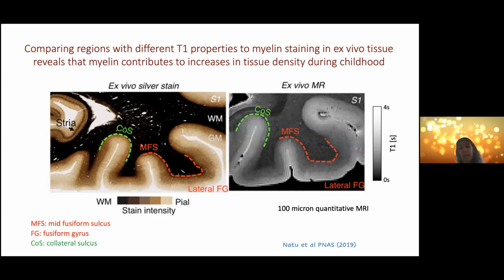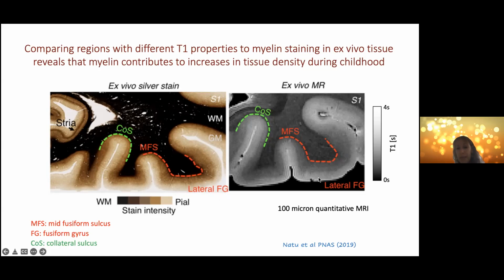And basically, we cannot do, of course, longitudinal measurements in postmortem brains, but what we can do is look at regions that have different T1 properties, like the fusiform gyrus versus the collateral sulcus, see their quantitative T1 properties with MRI, and compare that to actual myelin staining of the same tissue sample shown here on the left.